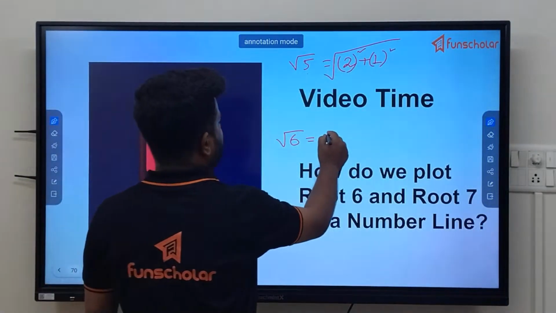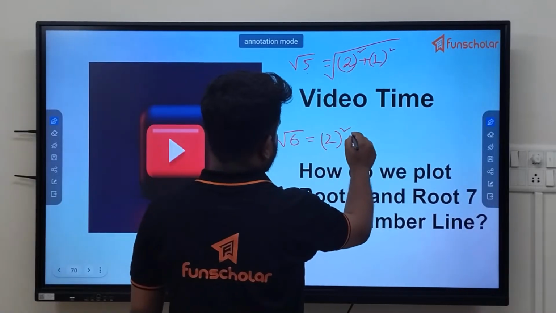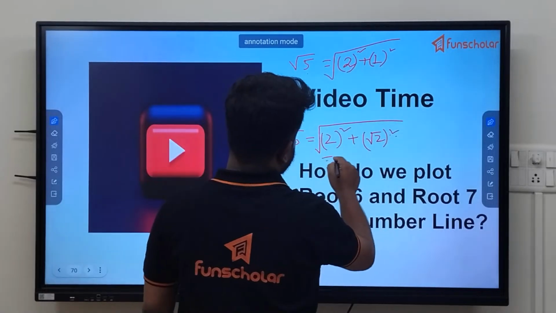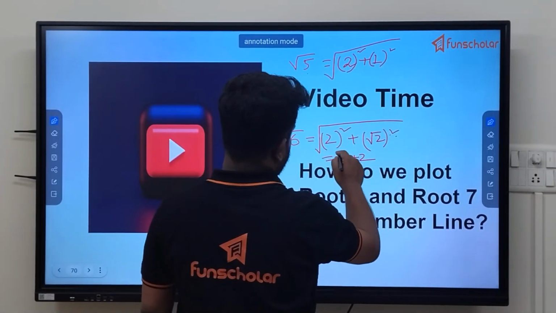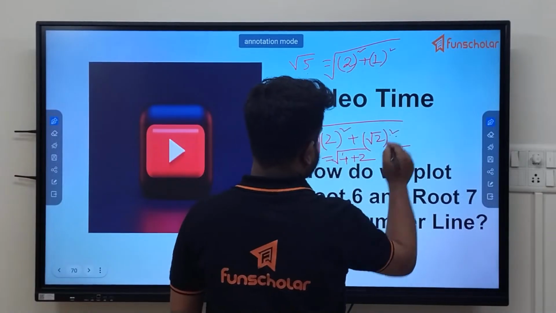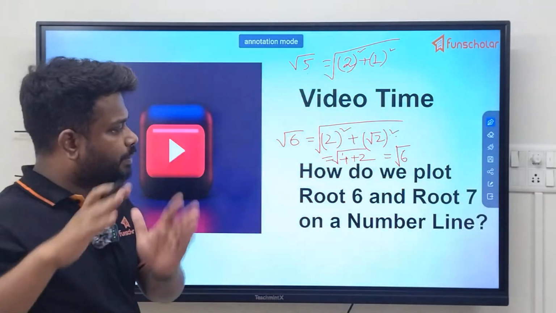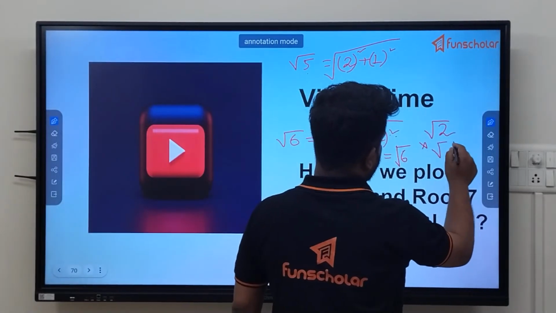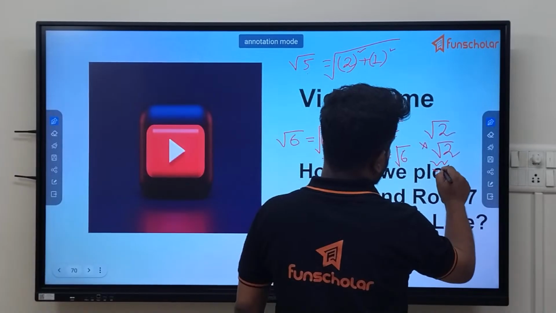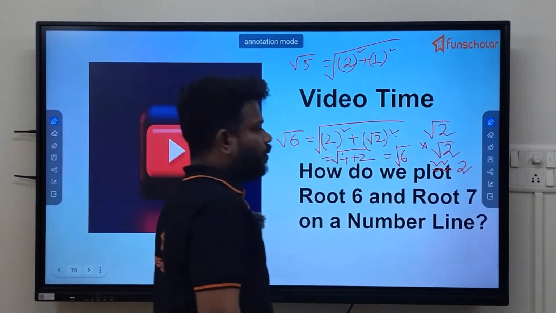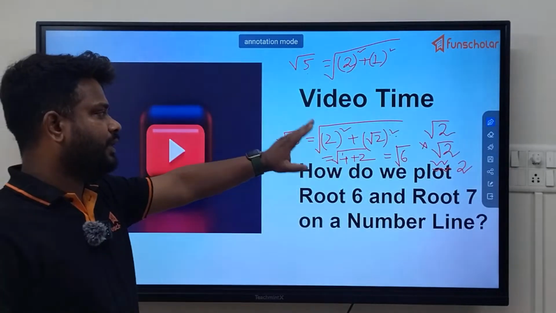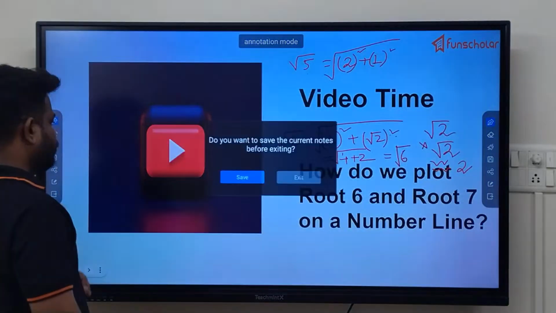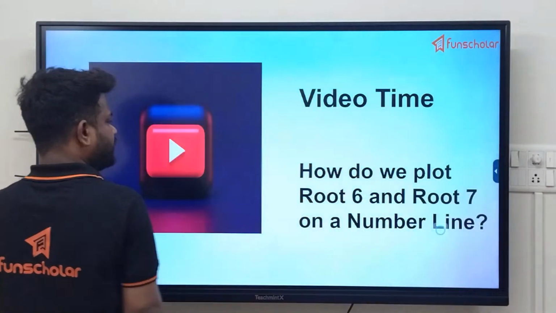If you take 2 square plus root 2 square, the answer will be 4 plus 2, and it will be root over 6. And if you have a question why we write root 2 as a square, root 2 into root 2 will give us the value 2. Okay, so this is the funda that they are using. So these are quite easy ones.